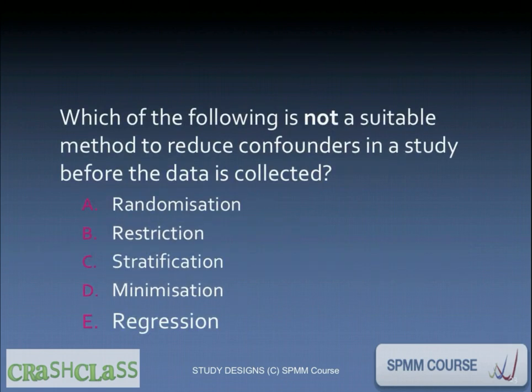Now let's move on to some questions. Which of the following is not a suitable method to reduce confounders in a study before the data is collected? Can you do randomization? Yes. Restriction? Yes. Stratification? Yes. Minimization? Yes. Regression? No. Regression, multiple regression, is a statistical procedure. You can do it only after you collect the data.